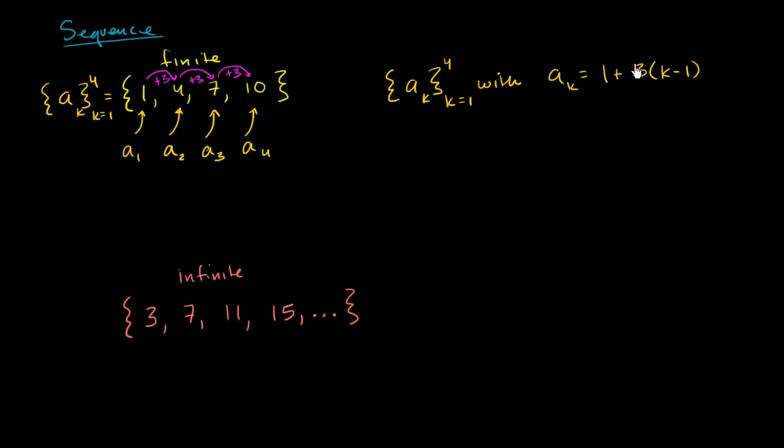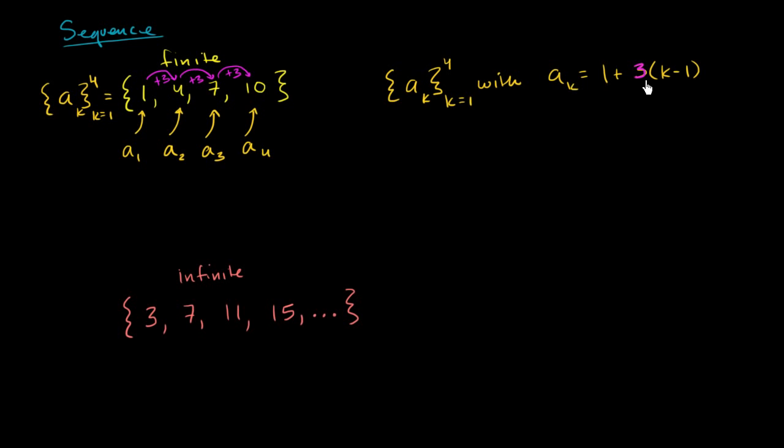And you can verify that this works. If k is equal to 1, you're going to get 1 minus 1 is 0, and so a sub 1 is going to be 1. If k is equal to 2, you're going to have 1 plus 3, which is 4. If k is equal to 3, you get 3 times 2 plus 1 is 7. So it works out. So this is one way to explicitly define our sequence with kind of this function notation.